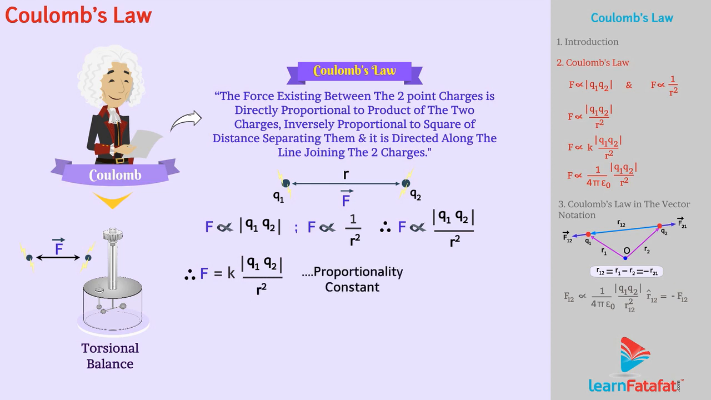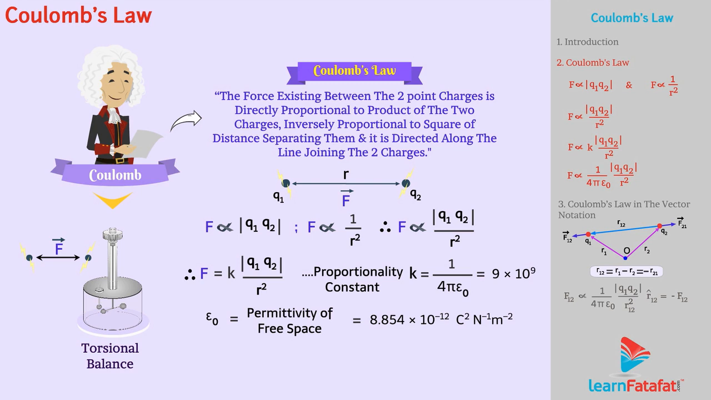The proportionality constant is taken as K, which is given as K equals 1 by 4 pi epsilon 0, equal to 9 into 10 raised to 9, where epsilon 0 is the permittivity of free space. According to the SI system, its value is 8.854 into 10 raised to minus 12 Coulomb square Newton raised to minus 1 meter raised to minus 2. Accordingly, the force between two point charges can be given as F equals 1 upon 4 pi epsilon 0 into mod of Q1 into Q2 upon r square.